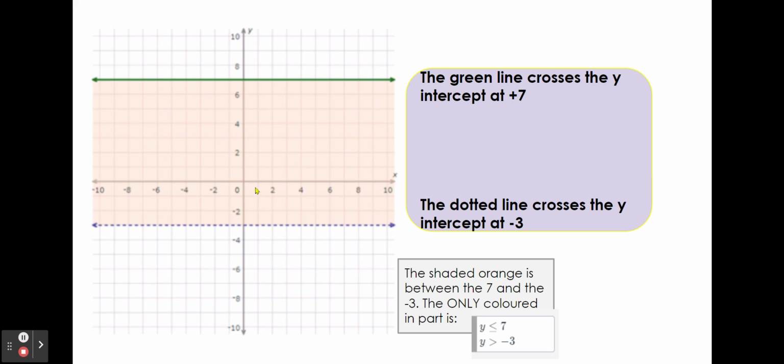The shaded part, the shaded orange, is every value between -3 at the lowest amount and 7 at the highest amount. The dashed lines mean that your answers must be above -3. Your solid line means the highest answer is equal to or less than 7.